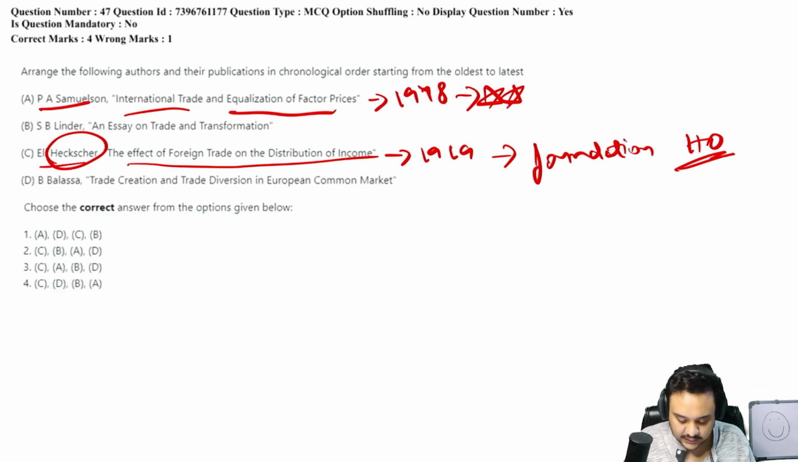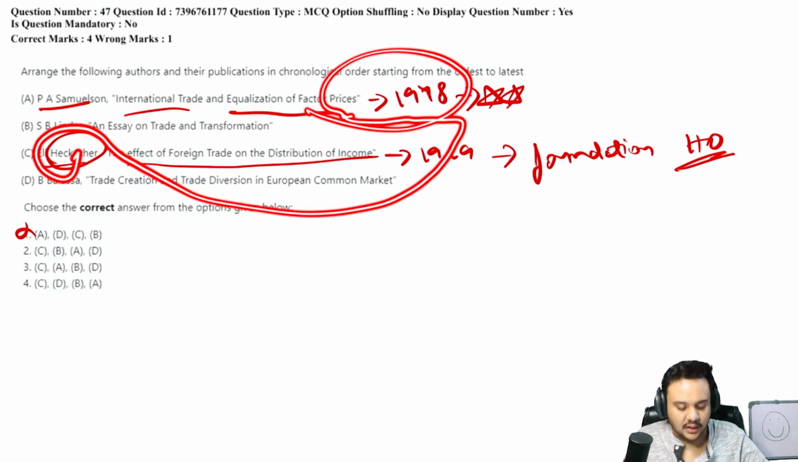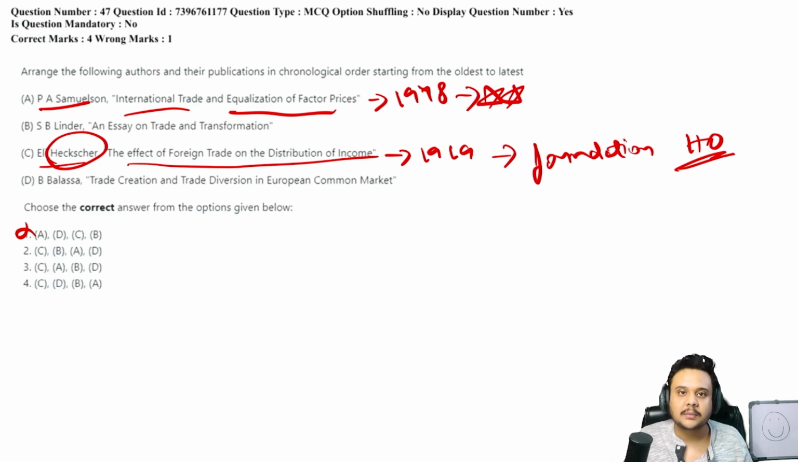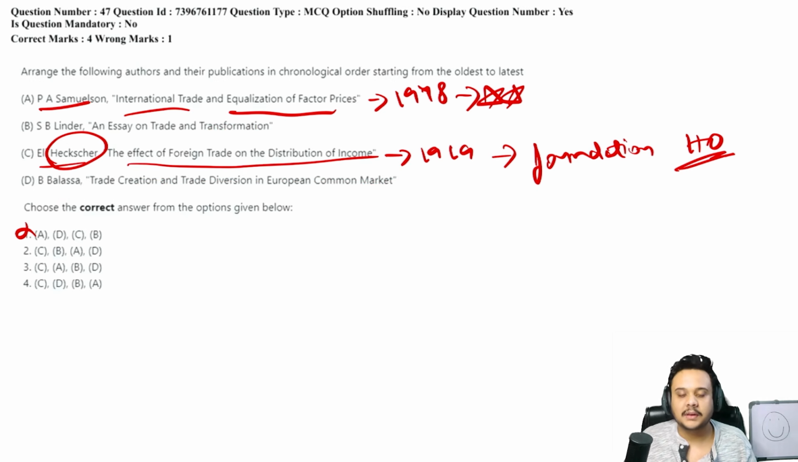Now I'll tell you why this was hard. Even if you say that Heckscher came first, you can only eliminate the first option. Even after that, if you know for a fact that Samuelson came somewhere after Heckscher, but you don't know exactly when, now you don't know whether these came between them or after them. That is why it will be very difficult for you to answer.